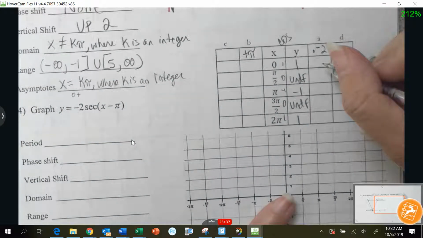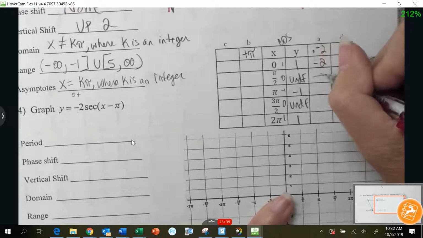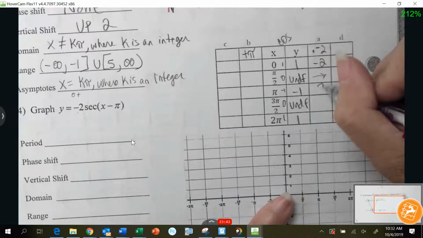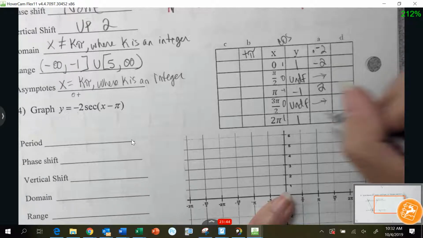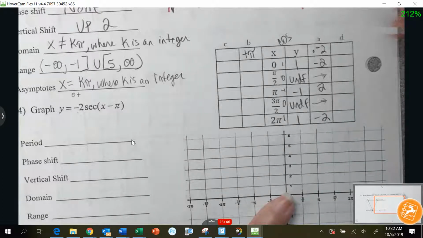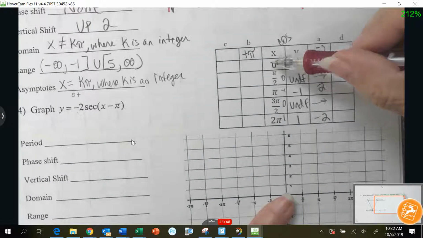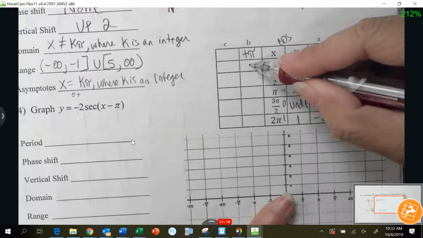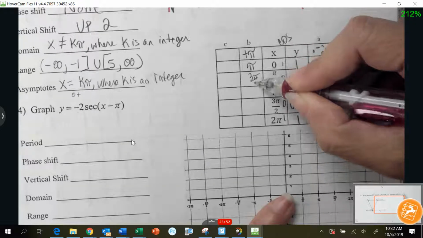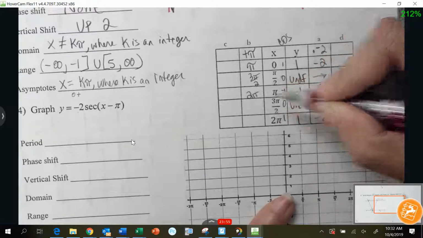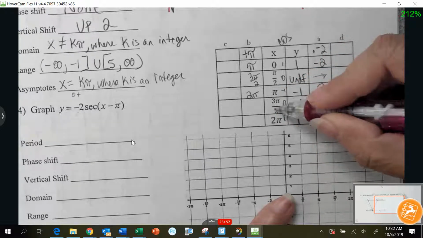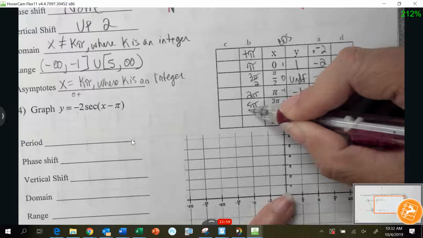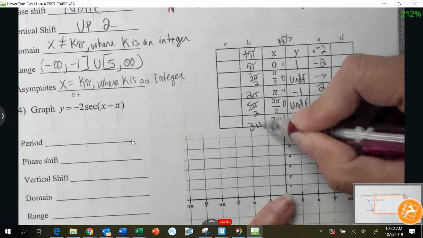So on our y side, we're multiplying. When you multiply undefined, it doesn't change anything. It's still undefined. On our x side, we're adding 0 to pi, so pi. Then we've got 3 pi over 2. And then 2 pi, what is this? 5 pi over 2, and then 3 pi.